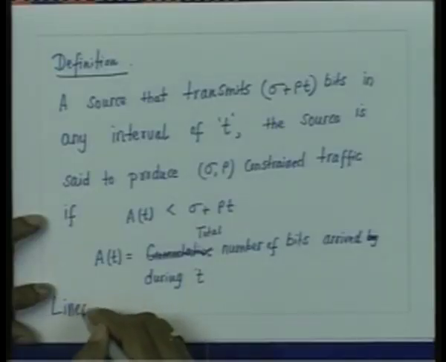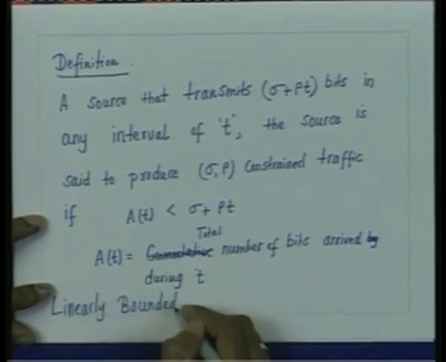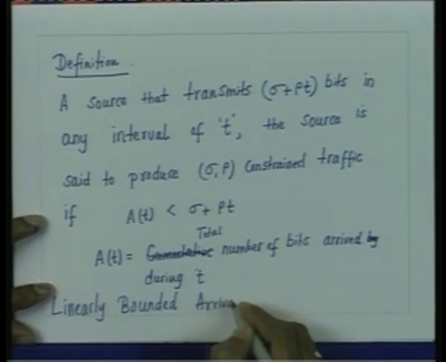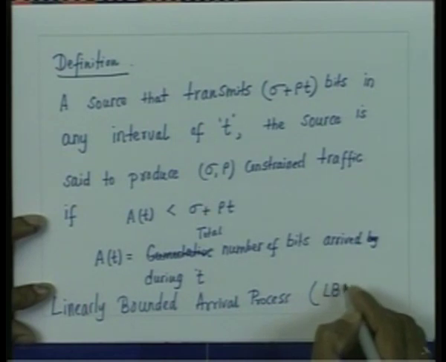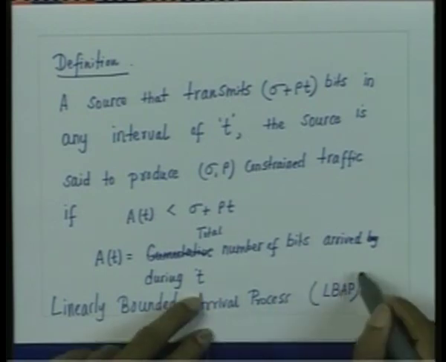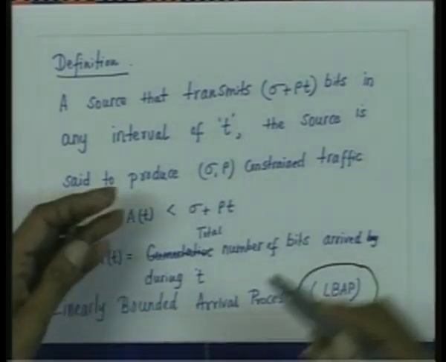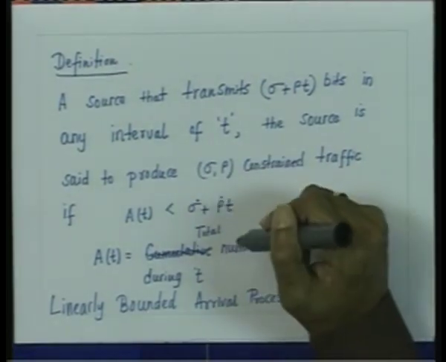We also call such arrival processes linearly bounded arrival processes, or LBAP. Now let's look at the interpretation of sigma and rho.